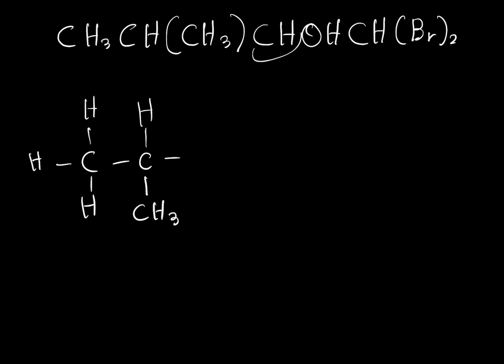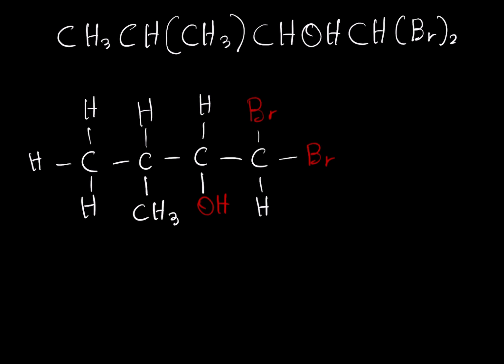So we have a CH. And then we have an OH on the same carbon. And then we have another CH, which has 2 bromines attached to it. So that's how we draw the structure for that condensed structure.